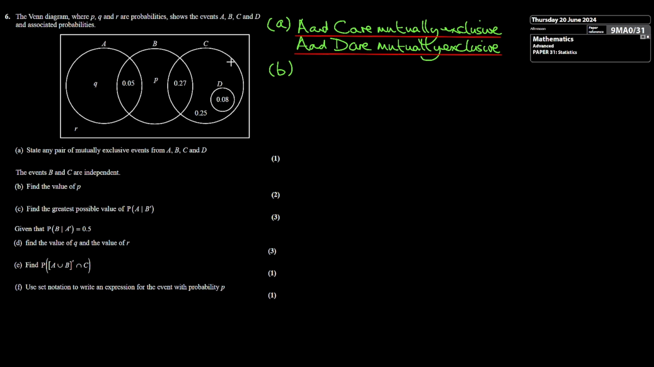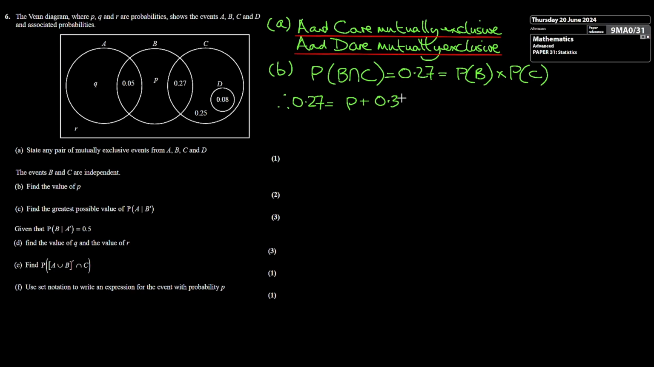We're now told that B and C are independent, and we've got to find the value of P, the unknown probability within B. If these events are independent, I can say that the probability of B and C, which equals 0.27, will equal the probability of B multiplied by the probability of C. So 0.27 is equal to the probability of B, that is P plus the addition of these two, which is 0.32, and I'm multiplying that by the probability of C. That's all the contents of the C circle.